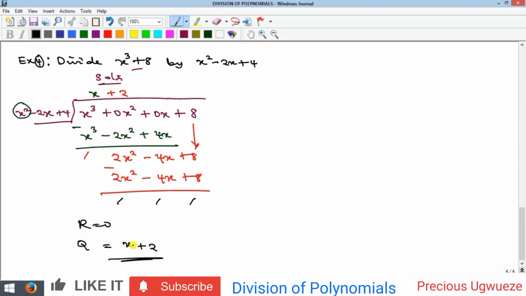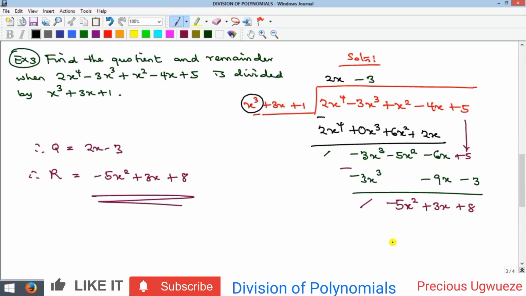So the implication of this is that this divisor is actually a factor for this polynomial. Okay, so in the previous example there is a remainder, so that one is not a factor.